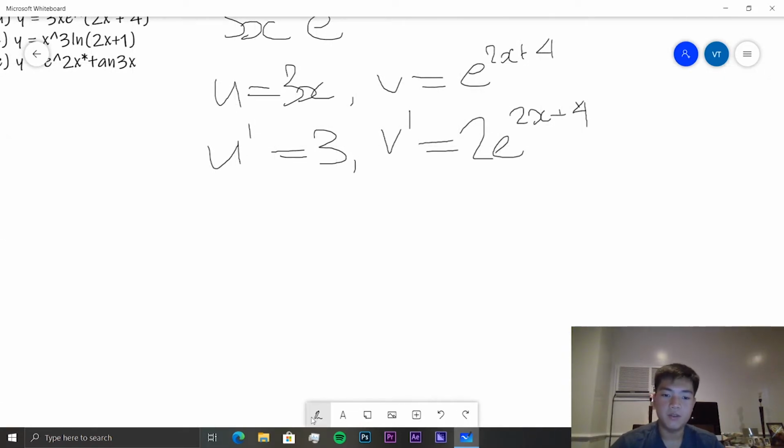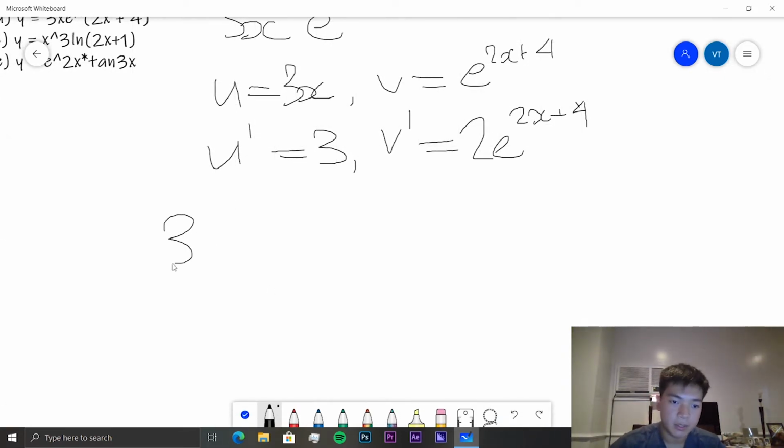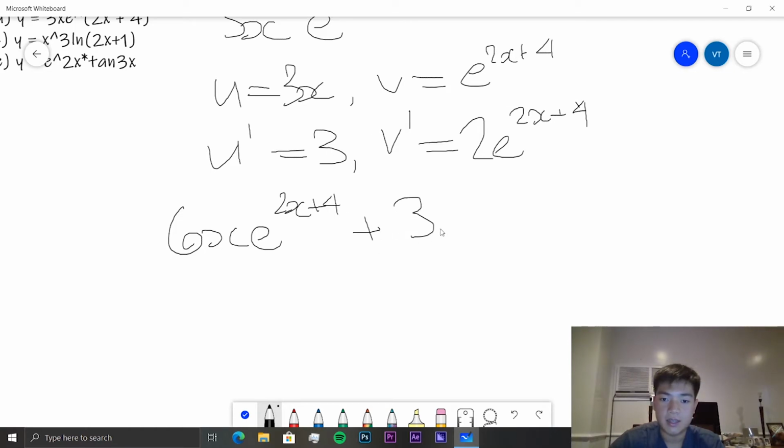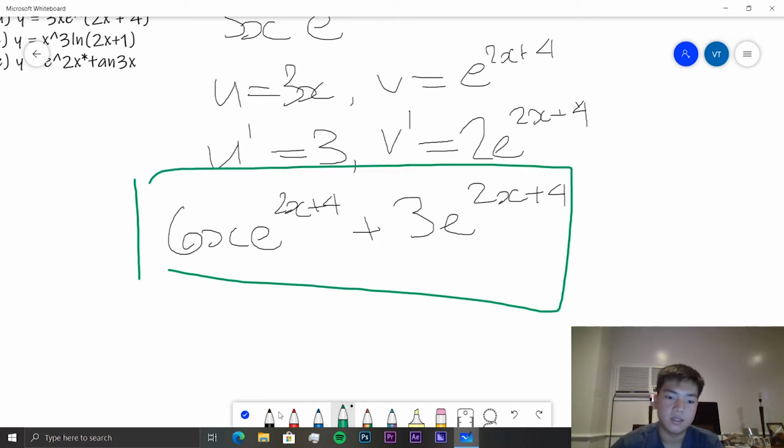So we have uv prime plus vu prime, so this is equal to 3x times 2, so 6x e to the 2x plus 4, plus 3e to the 2x plus 4. So that is the answer for this one. This is dy over dx, just a reminder.